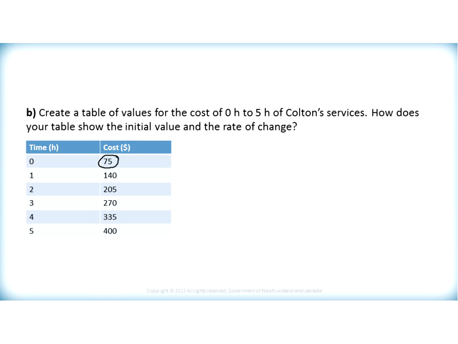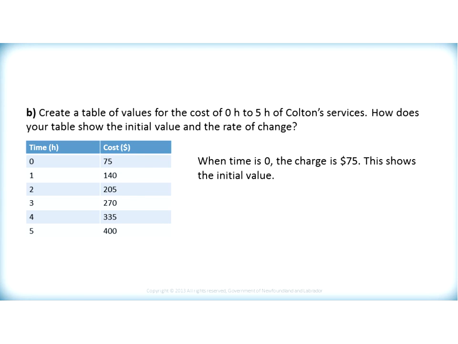The rate of change, we're going to see that after 1 hour of work, he's going to earn $65 extra. If he works for 2 hours, he's going to earn an additional $65 over what he earned for 1 hour. If he works for 3 hours, he earns $270, which is, again, $65 more than what he earned for working 2 hours. So we can see our rate of change happening there in our table.